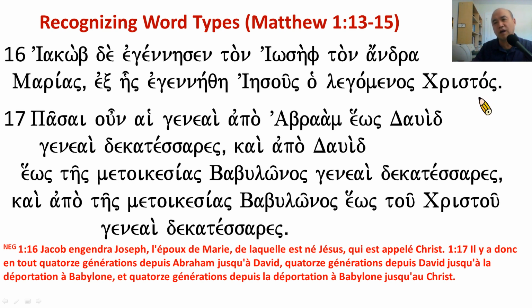Legomenos Christos, we just go to Christos first. We have in English Christ. In Greek it is Christos. It comes from the Messiah, Mashiach in Hebrew. Someone who is anointed, the anointed one. That's the meaning of Christos. But now we take it in English and many languages as a proper noun, even though it was not a proper noun. Simply the anointed one, Christos.